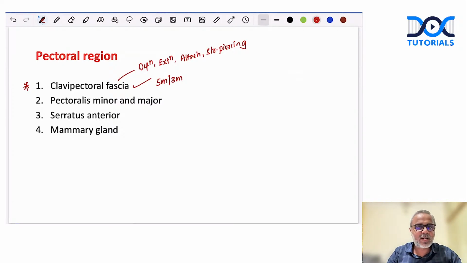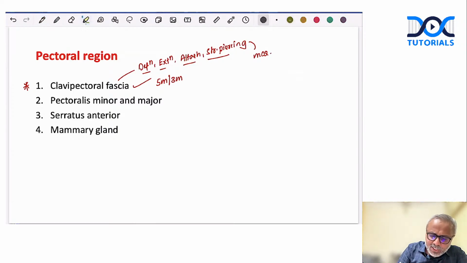So, definition, extension, attachments, and then structures piercing. The structures piercing clavipectoral fascia is often asked as an MCQ question. So this is regarding clavipectoral fascia. In this chapter, this is one question that is very frequently asked, a favorite topic of examiners or paper setters.